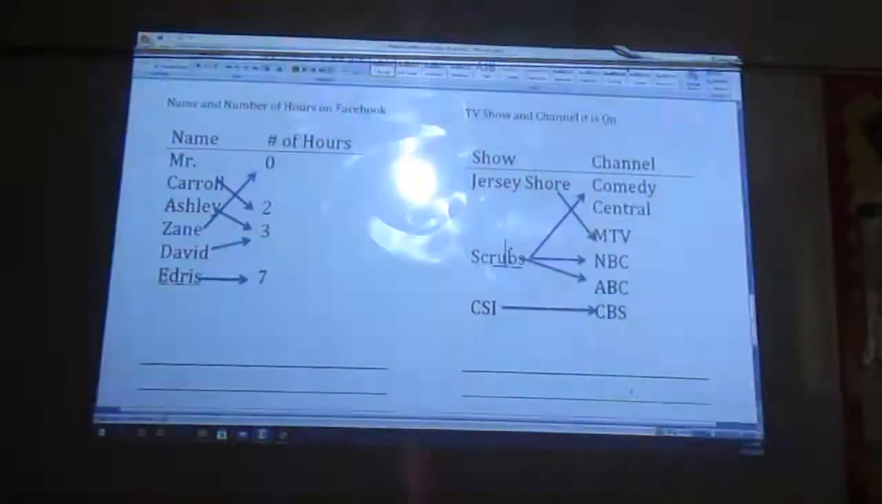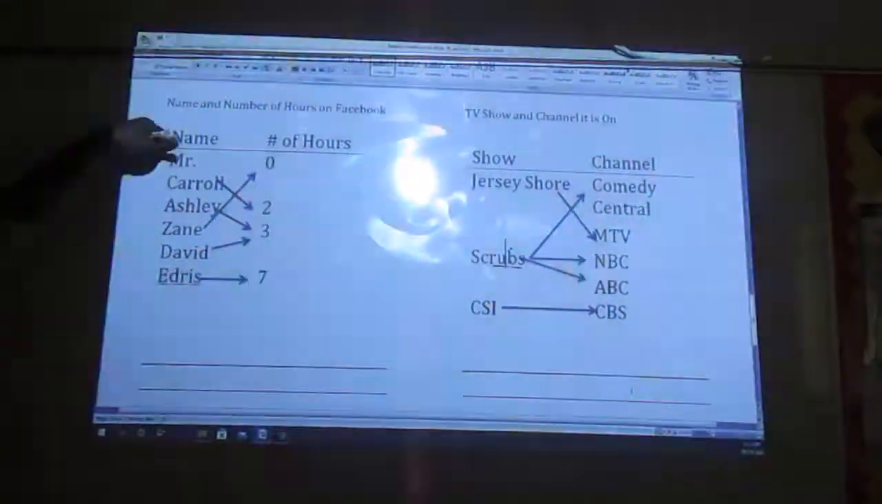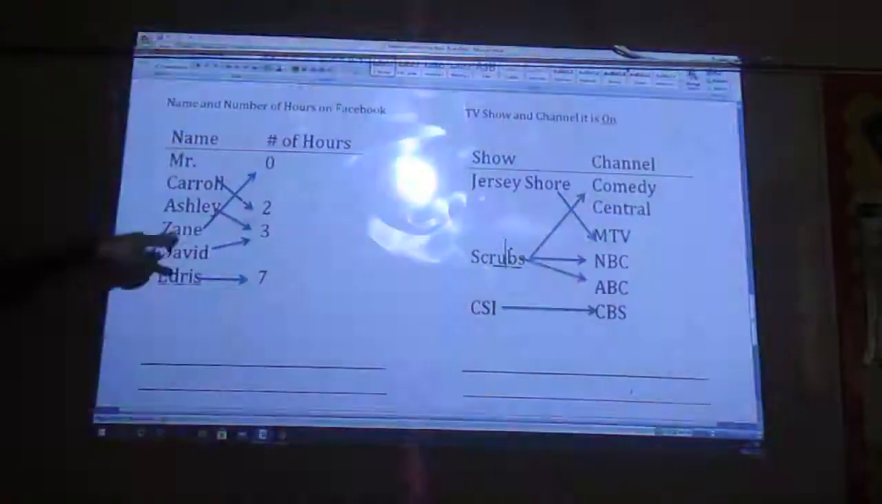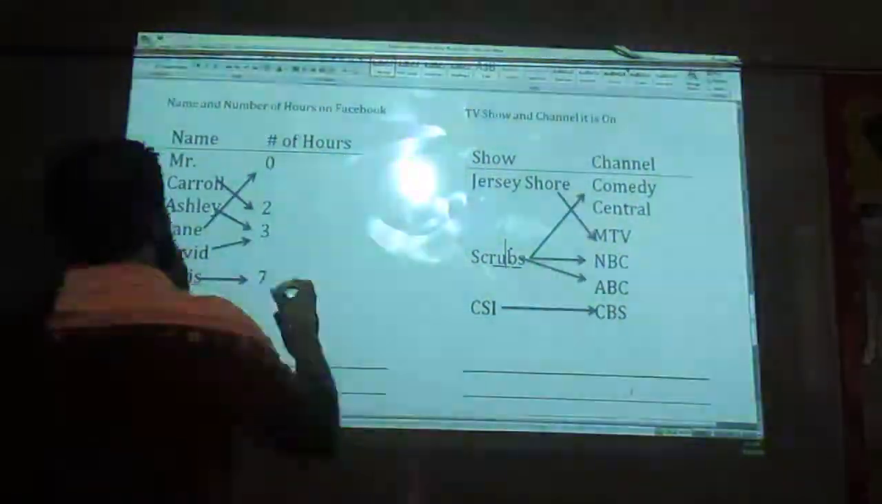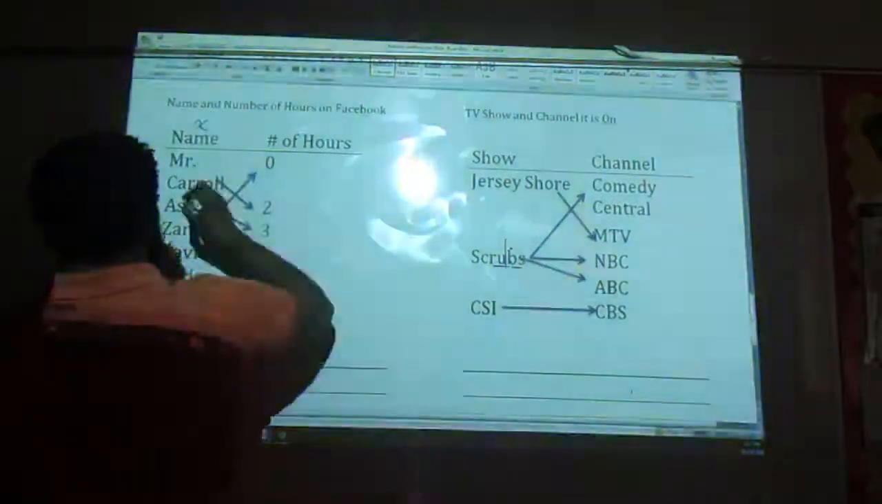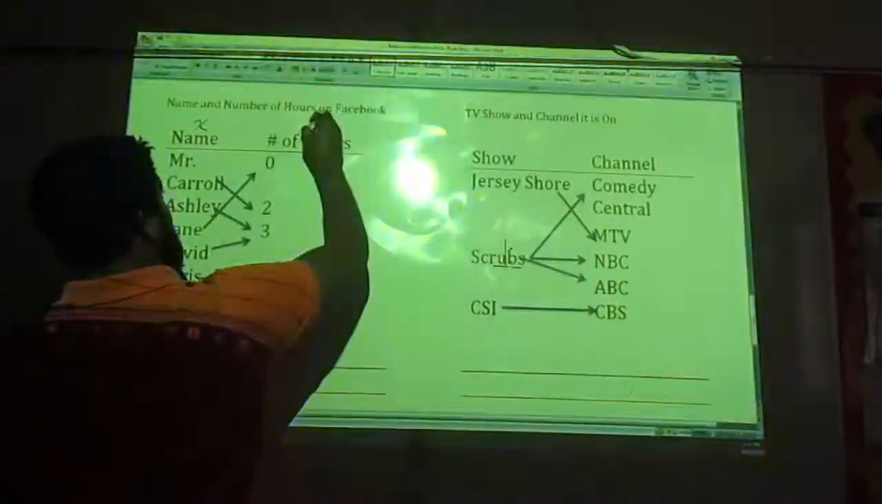Name and the number of hours on Facebook. You have the name. This is where we can label right here. We have our name, X, and we have the number of hours, Y.